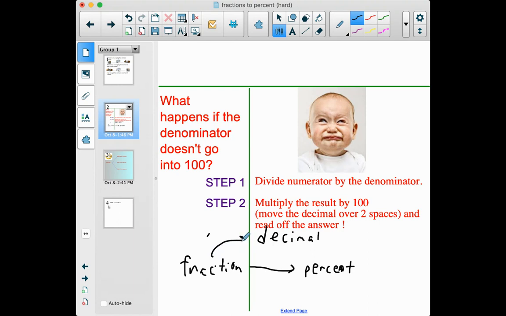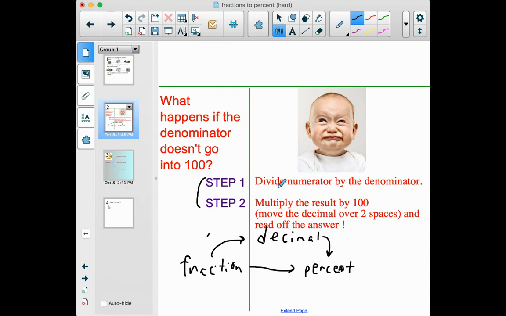We can turn a fraction into a decimal just by dividing the top by the bottom. And once we have it as a decimal, do we know how to turn a decimal into a percent? We sure do. So we use this decimal as kind of our middle step to get from a fraction to a percent. So the steps for that, these are steps you should definitely have written down. So if you haven't written those down yet, please do so now.